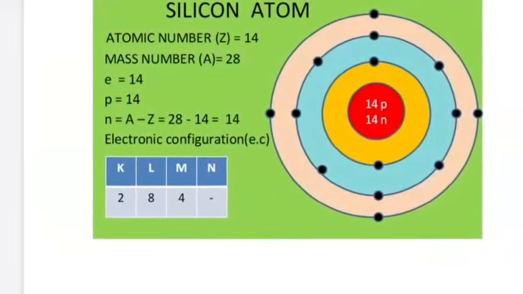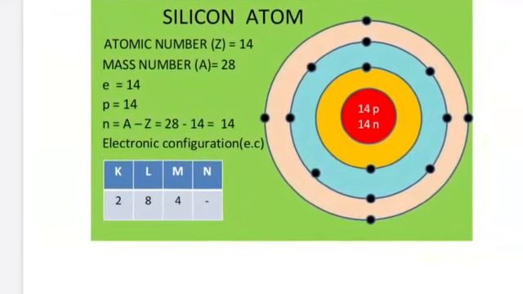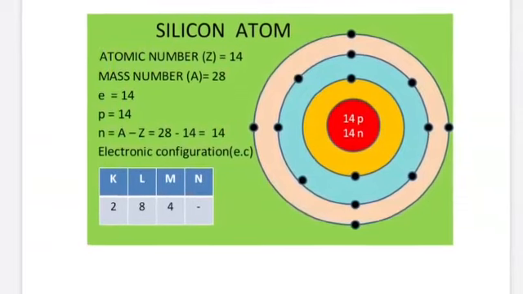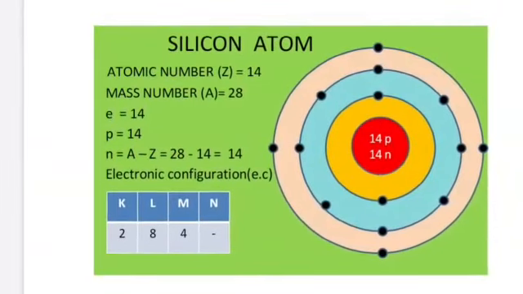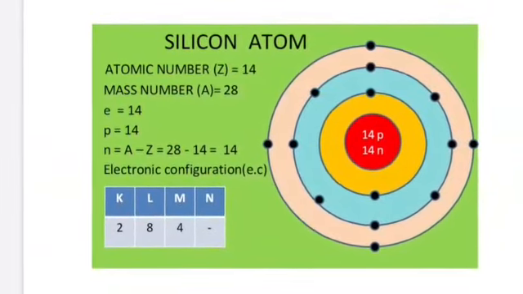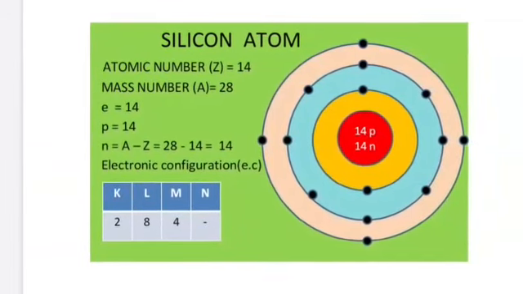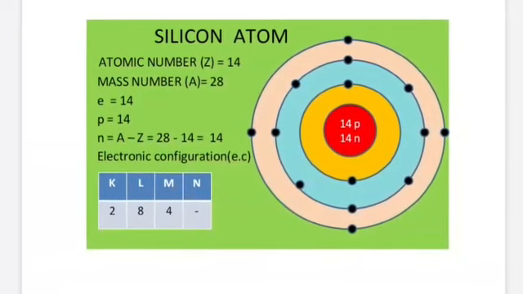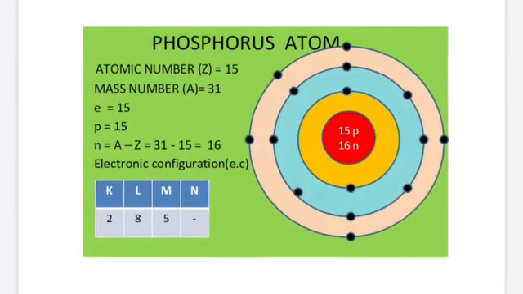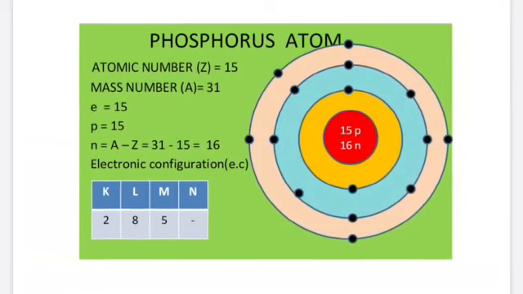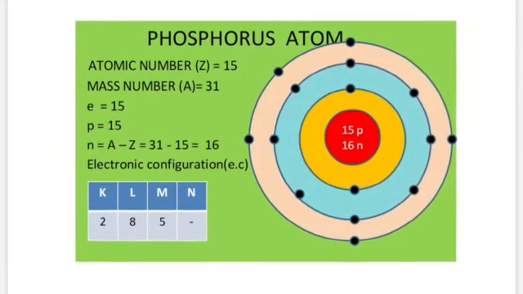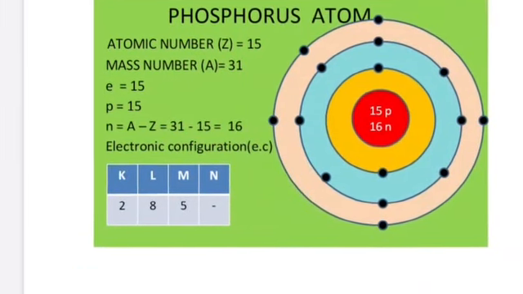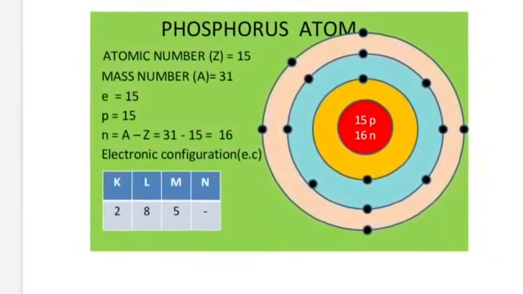Next we have silicon atom. Atomic number 14, mass number 28. So it has 14 electrons, 14 protons and 14 neutrons. Electronic configuration will be 2, 8, 4. Make sure you keep on writing the number of protons and neutrons in each atomic structure diagram. Next we have phosphorus atom, atomic number 15, mass number 31. So 15 electrons, 15 protons and 16 neutrons. Electronic configuration is 2, 8, 5.